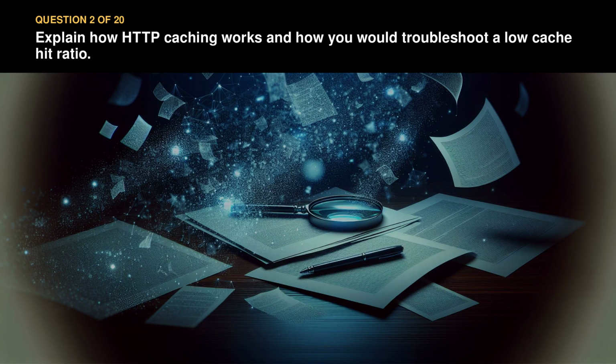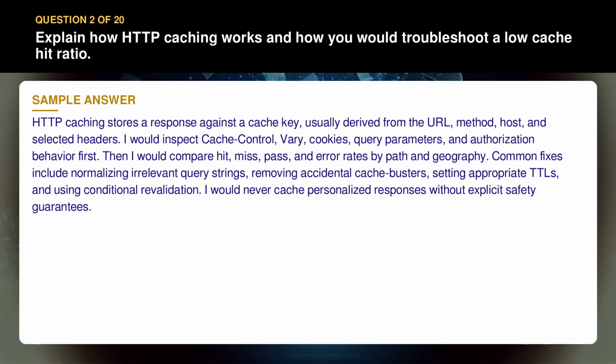Question 2. Explain how HTTP caching works and how you would troubleshoot a low cache hit ratio. HTTP caching stores a response against a cache key, usually derived from the URL, method, host, and selected headers. I would inspect cache control, vary, cookies, query parameters, and authorization behavior first. Then I would compare hit, miss, pass, and error rates by path and geography.